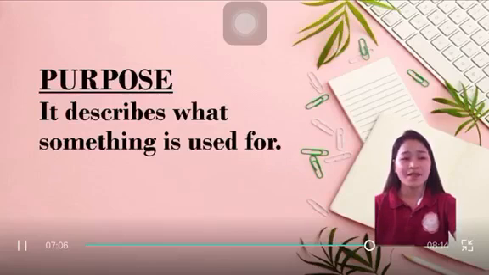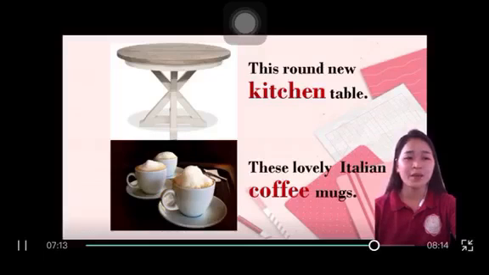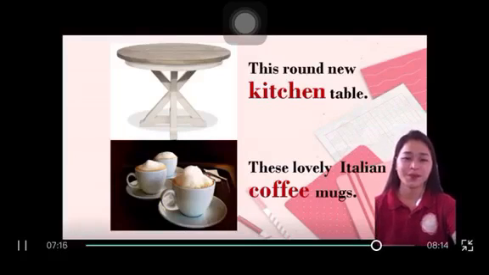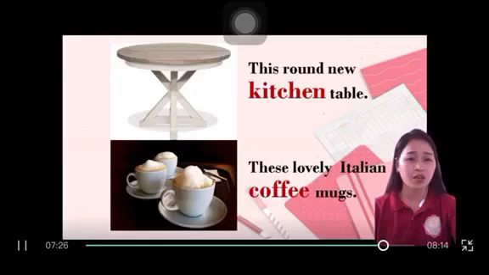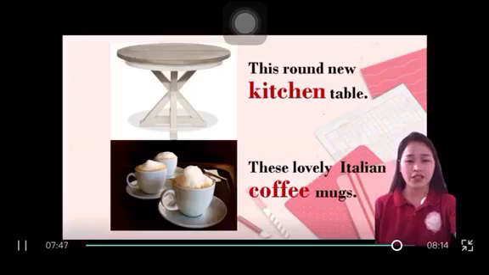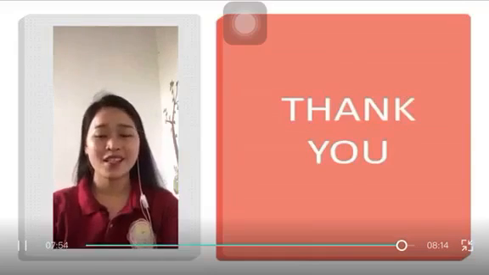Purpose. It describes what something is used for. For example, how can you describe the table and the mugs in the picture? So, this round new kitchen table. This is the example of determiner, round is the shape, new is the age, kitchen is the purpose, table is the noun. And another sentence that we use is these lovely Italian coffee mugs. This is the example of the determiner, lovely is the opinion, Italian is the origin, coffee is the purpose, mugs is the noun.